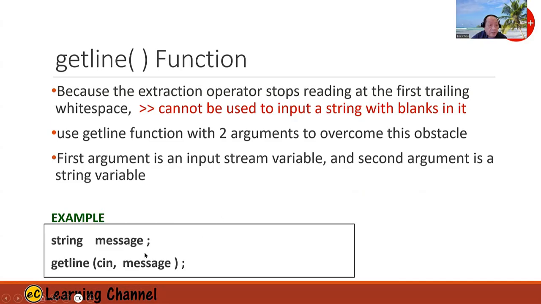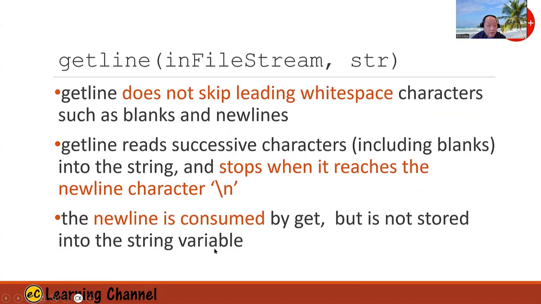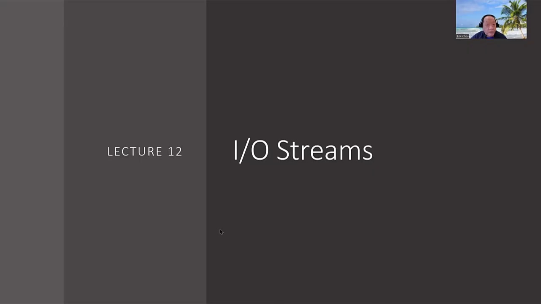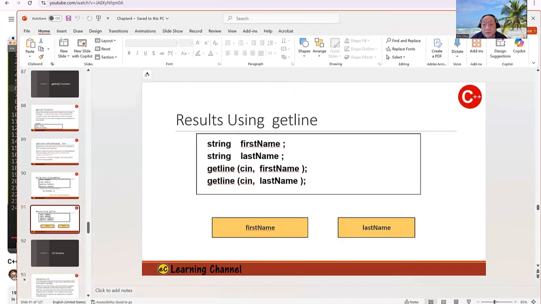Get line is getting the whole line, and then you do cin, getting the message to there. Okay, let's try this one.